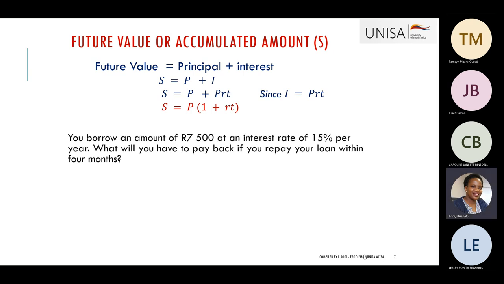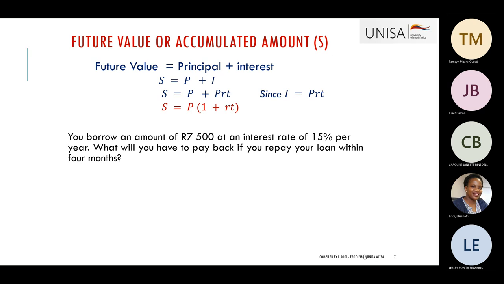Let's look at an example. If you borrow an amount of 7,500 at an interest rate of 15% per annum or per year, what will you have to pay back if the repayment of the loan is within 4 months?